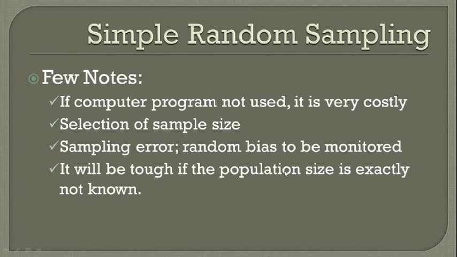It will be tough if the population size is exactly not known. This is a phenomenon which is very tough for conducting simple random sampling, that is, if the population size itself is not known. For example, I want to survey relating to telephone numbers, but if I don't know how many persons exactly have a telephone, that is a very big problem of simple random sampling.